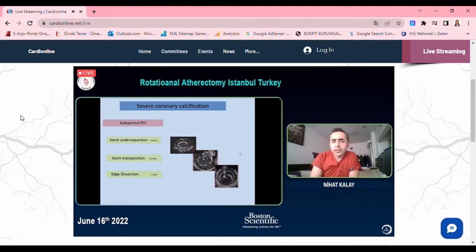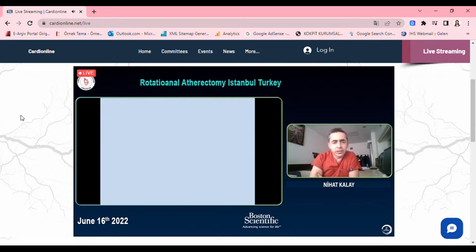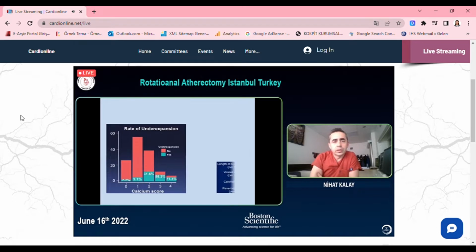Subintimal PCI, stent under-expansion, stent malposition, or hematoma, we can see, unfortunately, in many patients. Another problem with calcification is impaired stent delivery. We can see the degree of the calcium score and the under-expansion rate. If you have a high calcium score, your stent is probably undersized without IVUS.